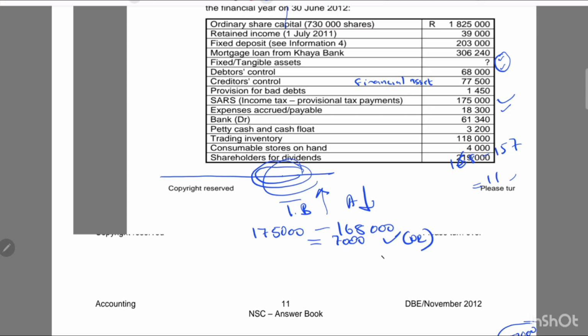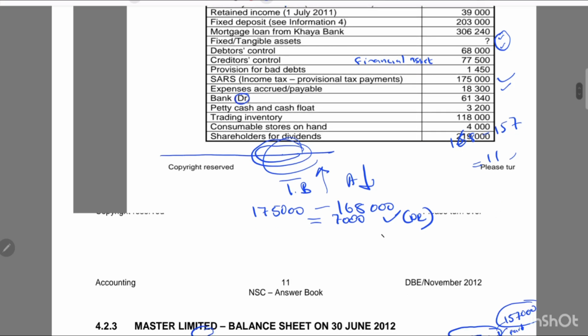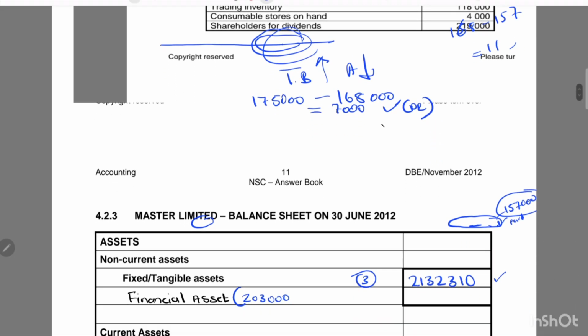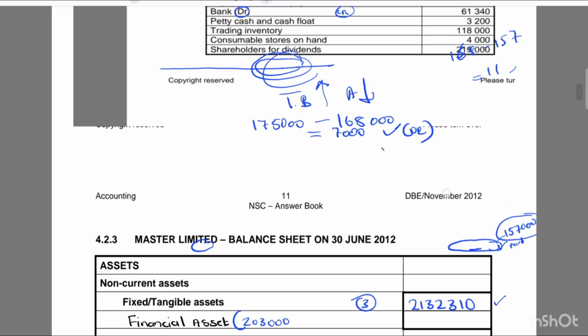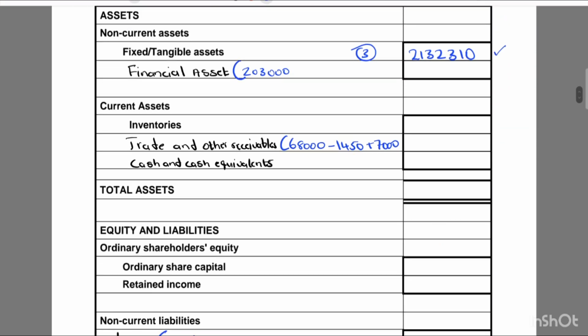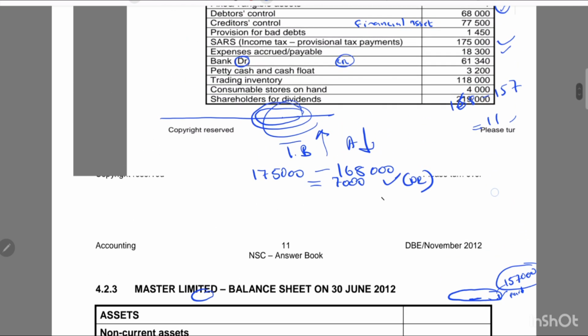We have a bank, and this one is a debit balance. If it's a debit balance, it means we have money in the bank account. But if it was a credit balance, it would be a bank overdraft. And if it's a bank overdraft, it must be shown under current liability as bank overdraft. It means that we are owing the bank. Alright, then we have a debit balance of 61,340. Now let's continue with our information.